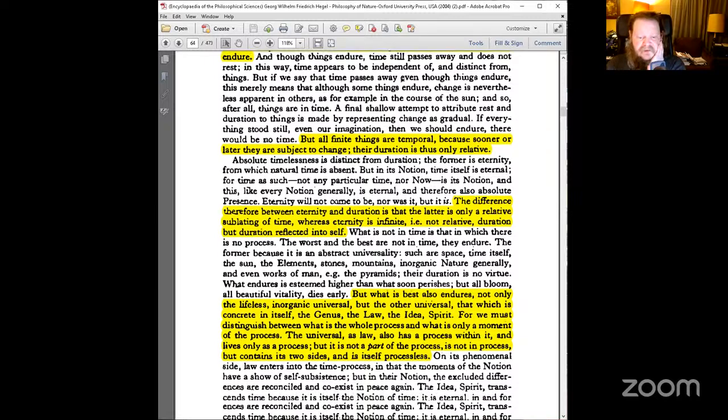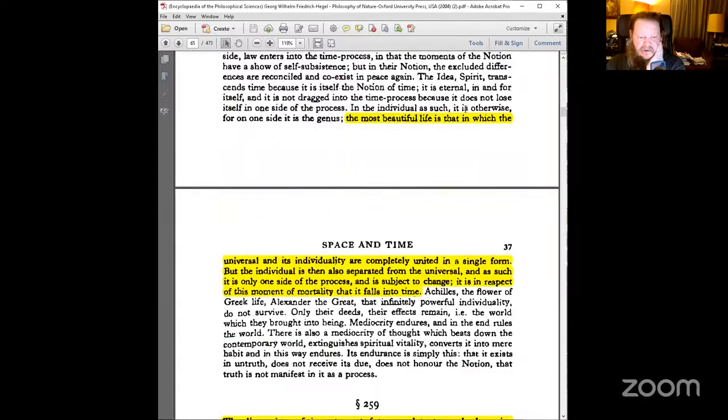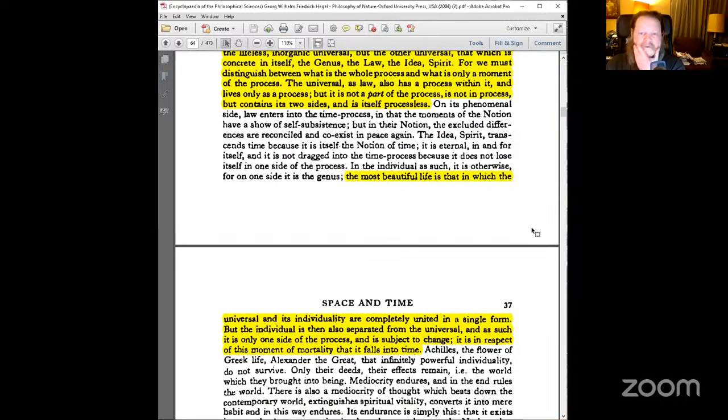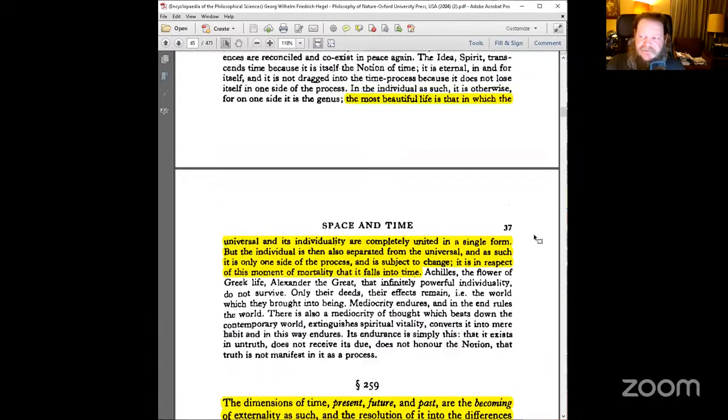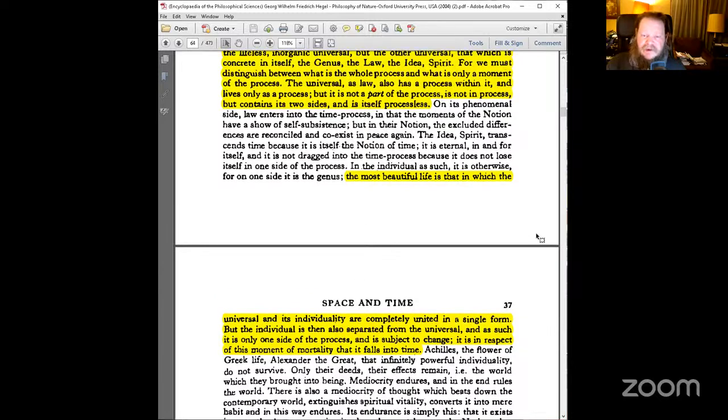Anyway, he goes down here and oh, I love this. He rounds it out. I know we're going over time, but I think we should at least finish off time, because this is just beautiful. So he says, on its phenomenal side, law enters into the time process, in that the moments of the notion have a show of self-subsistence, but in their notion, the excluded differences are reconciled and coexist in peace again.